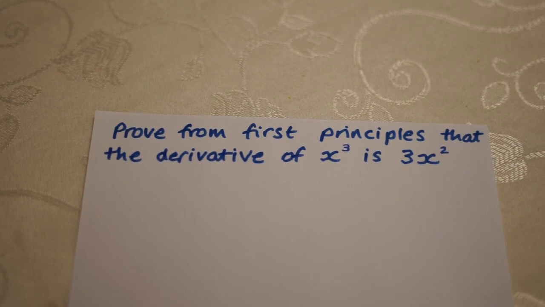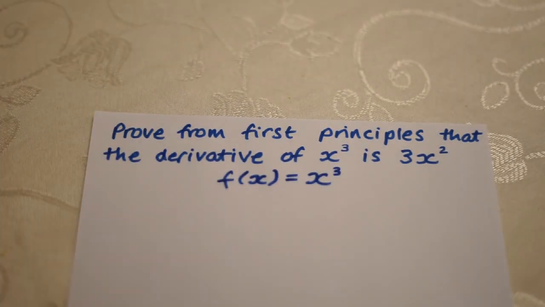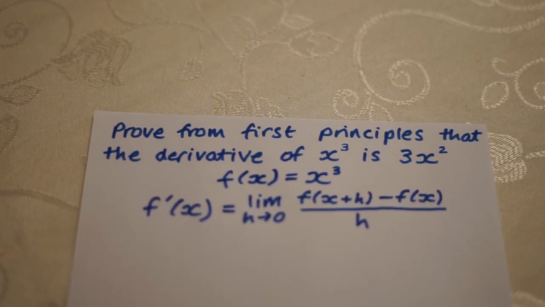In this video we're going to prove from first principles that the derivative of x to the power 3 is 3x squared. We start with f of x equals x cubed. If we know the definition of the derivative, we can begin our proof by deduction, and we can write this, where h represents an infinitely small change in x.